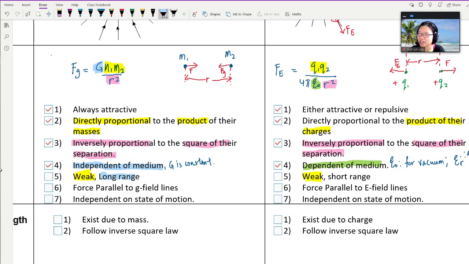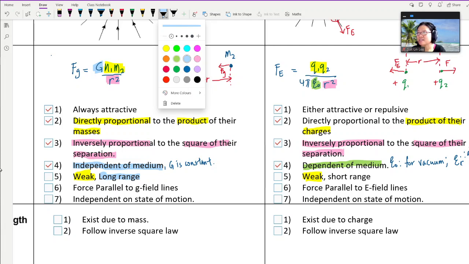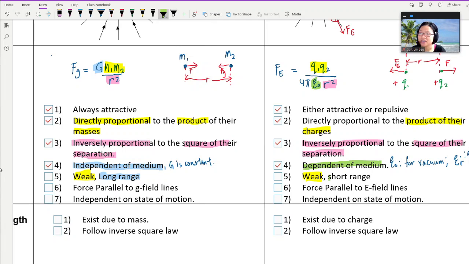Okay, so one is long range. Just think of Earth. Who provides the centripetal force for Earth to move in its orbit? The sun. And the sun is far, far away. Okay, this one is short range.